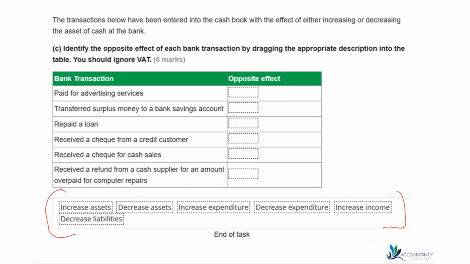So paid for advertising services. So that's money that's left the bank to pay for these services, which means these are going to increase expenditure. So these are expenses to the business. Transferred surplus money to a bank's savings account. So our savings account is going to be an asset. So we are going to increase the asset because we're increasing the savings account.